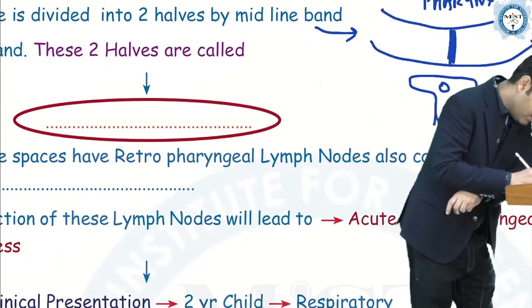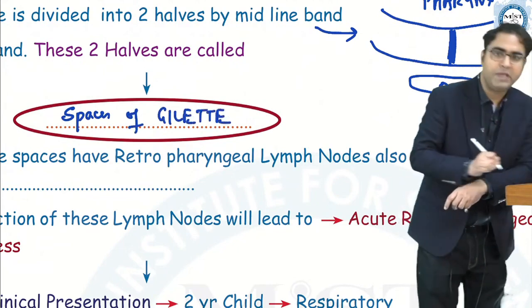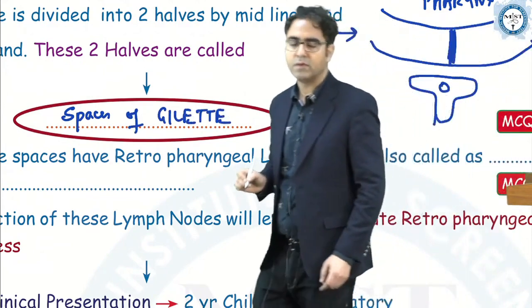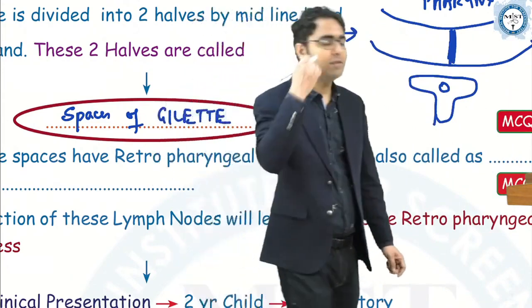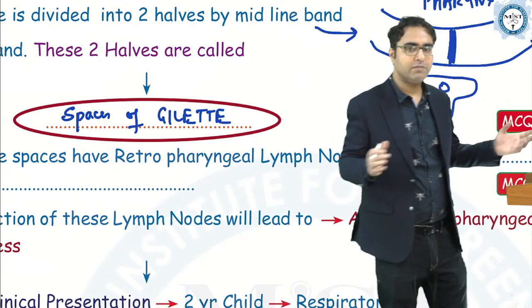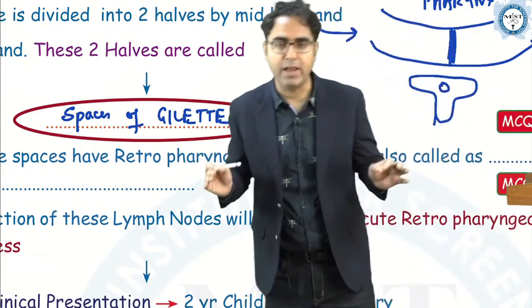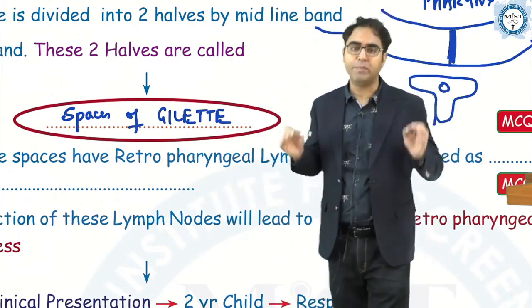These two halves are called spaces of Gillette. Gillette, the Mach 3 spelling. The retropharyngeal space is divided into two halves by a midline band. These two halves are called spaces of Gillette.